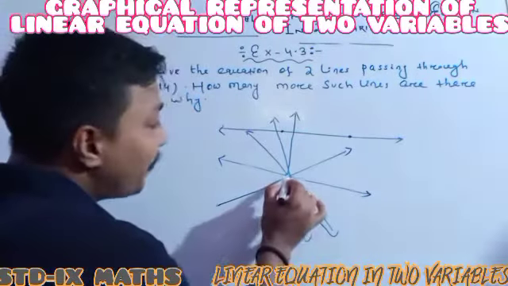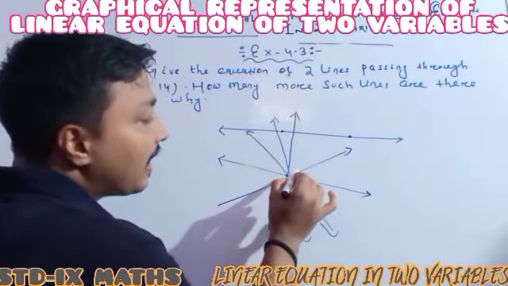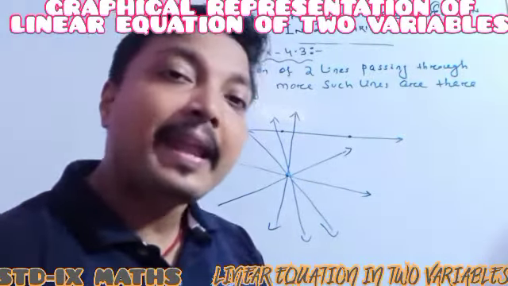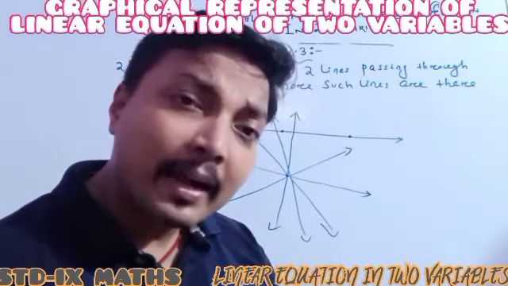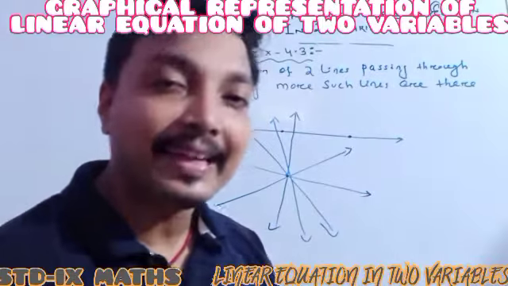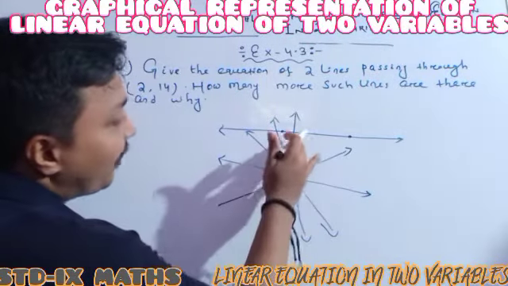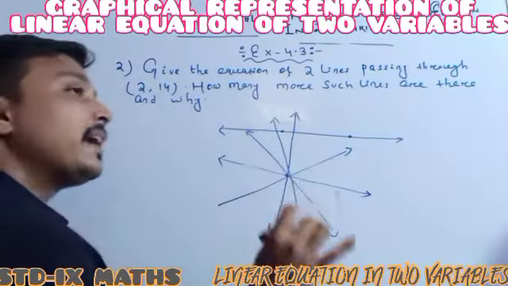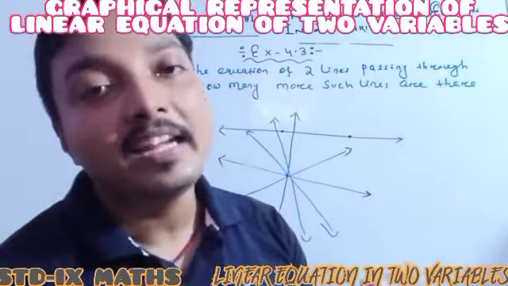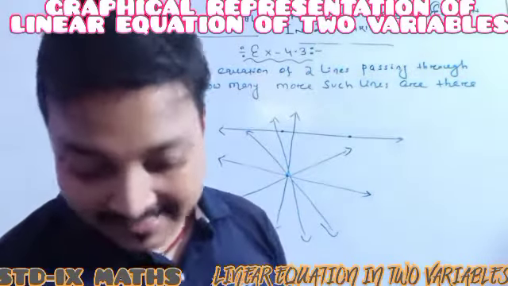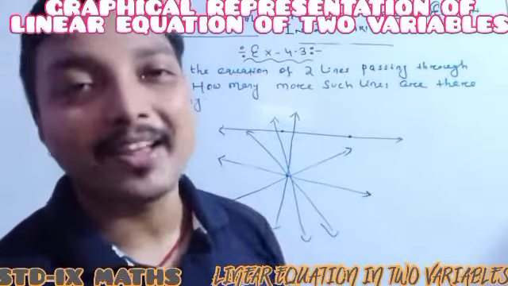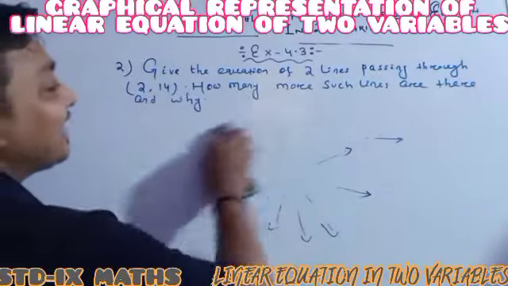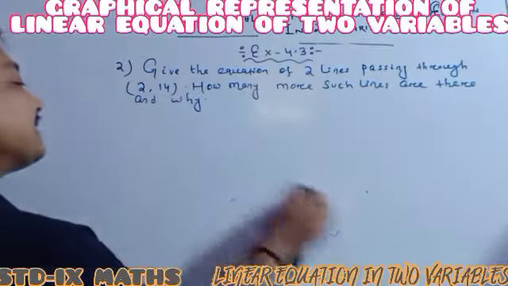Understood? And as the point is common to each and every line, and previously it was taught to us that any point lying on the line is 100% a solution of that line, so as the point lies on every line, 100% the point is the solution for each of the lines. Understood? Second is how to formulate the linear equation. Firstly, I said through a single point, infinitely many lines can pass.